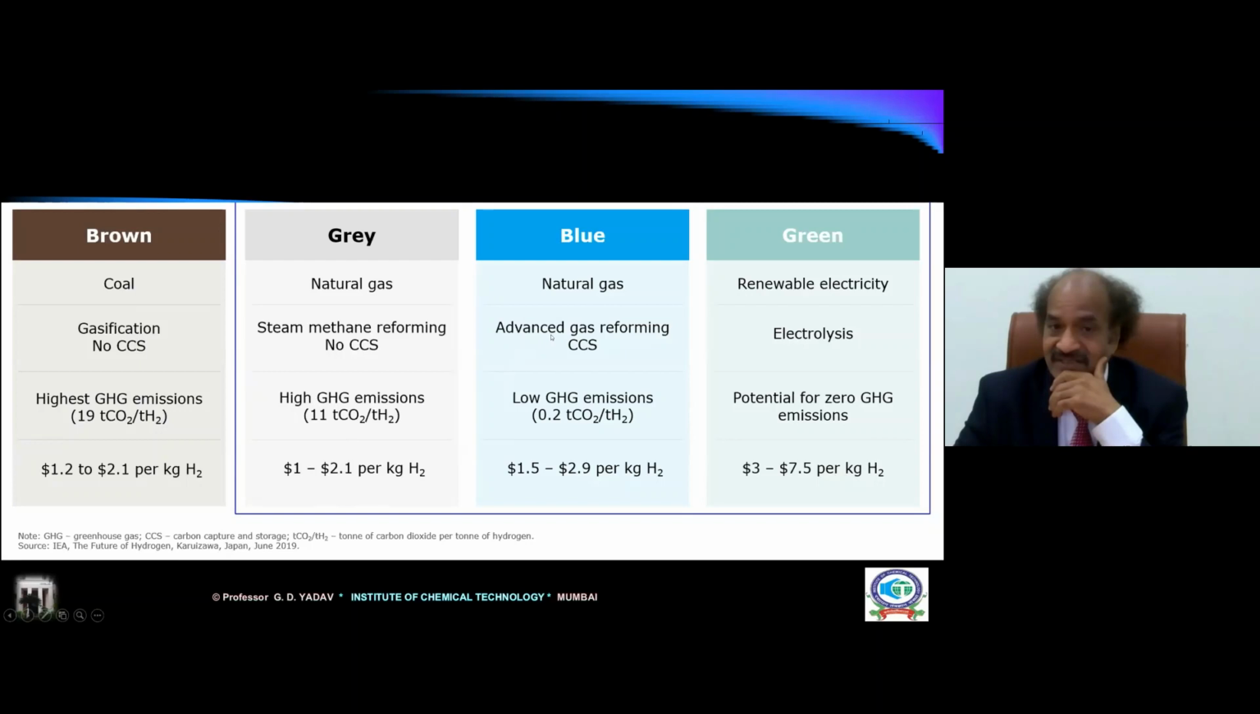Blue hydrogen comes from natural gas, using advanced gas reforming with carbon capture and storage. So it is about 0.2 tons of carbon dioxide. This could be anywhere between 1.5 to 2.9. That is what is predicted.